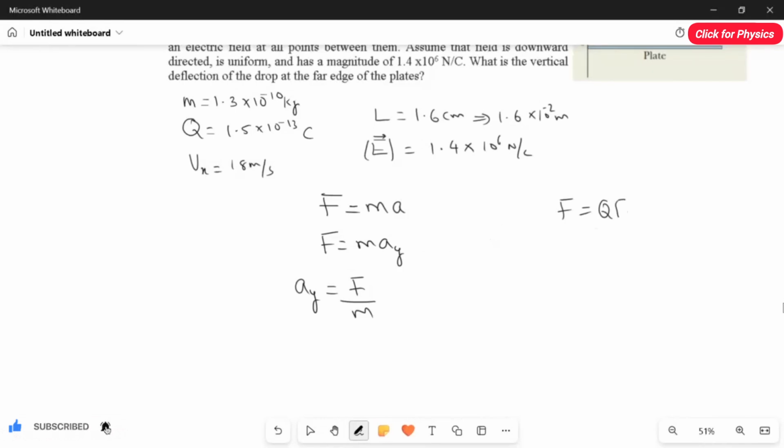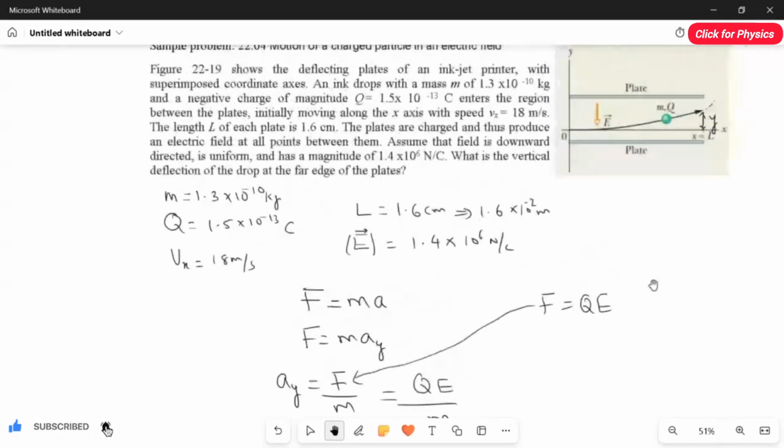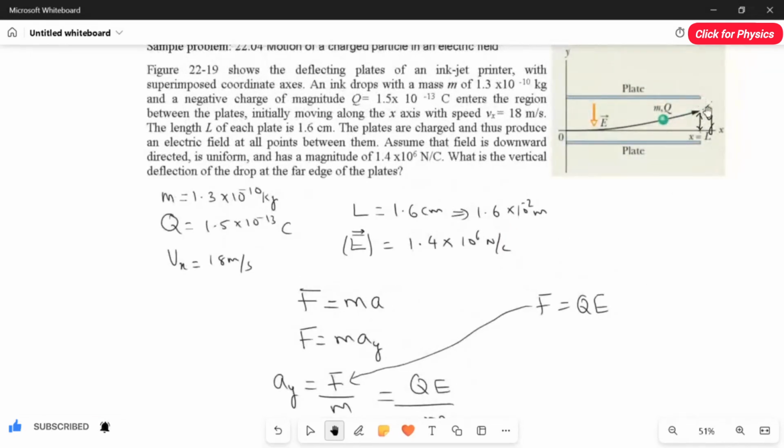So F is equal to Q multiplied by E. I'm going to take this F value and substitute it here, so this becomes Q multiplied by E over the mass. Now we are going to find the drop's deflection value, which is y, right?